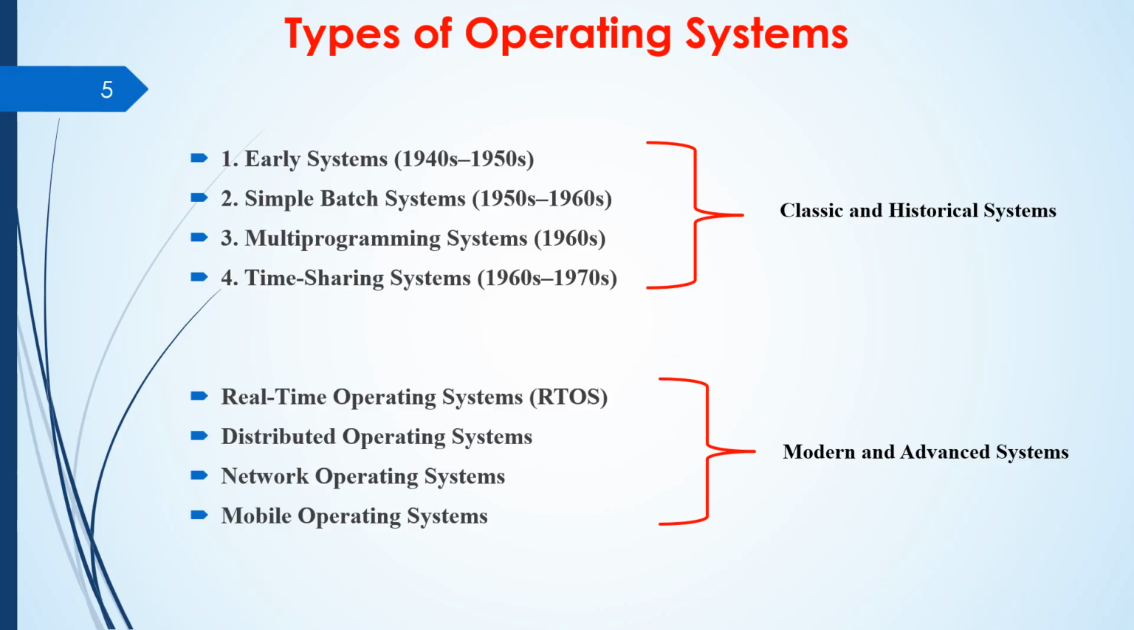The third one is multiprogramming systems. Multiple jobs are kept in memory simultaneously, and this brings us to the main reason why we need memory management. Input and output waits are overlapped with other jobs. This method increases efficiency and reduces CPU idle time.